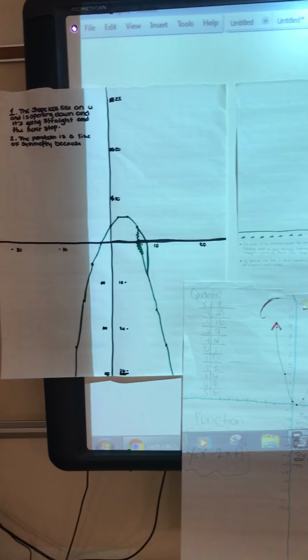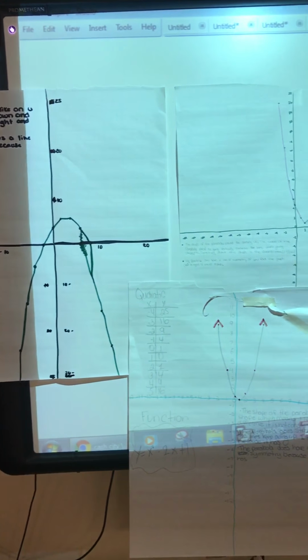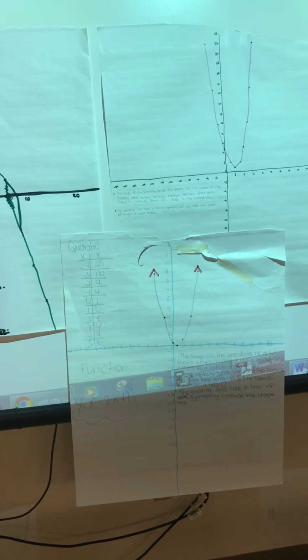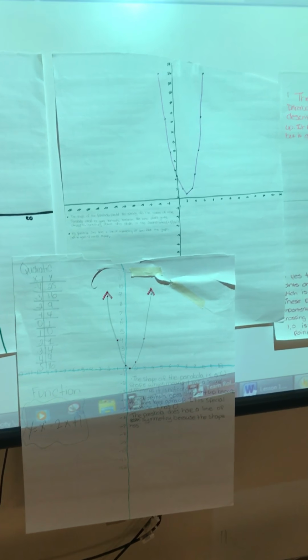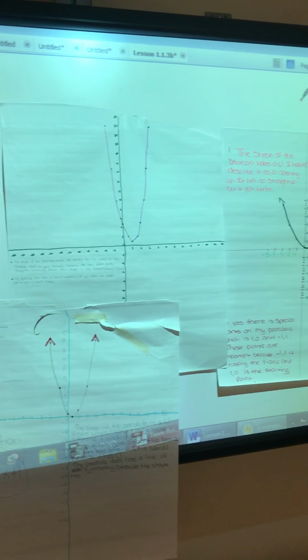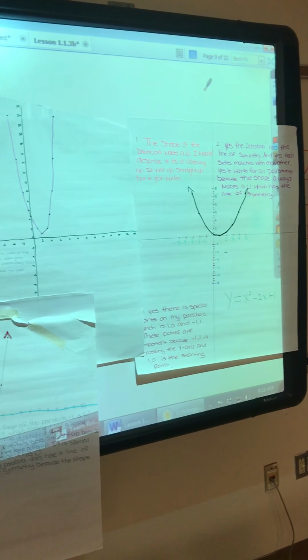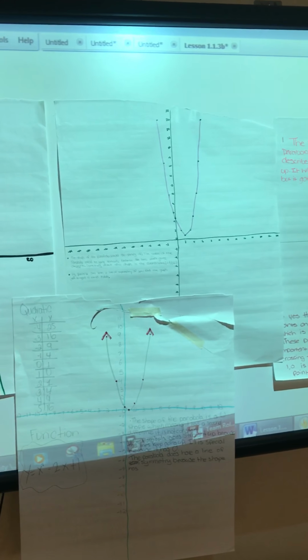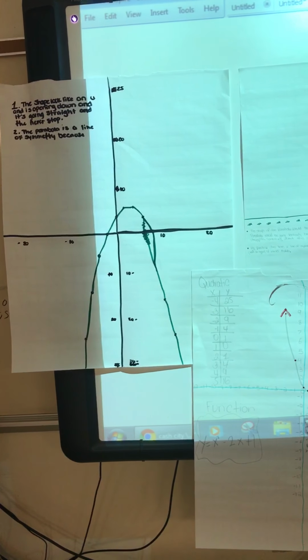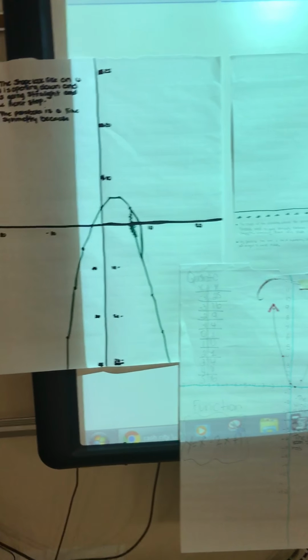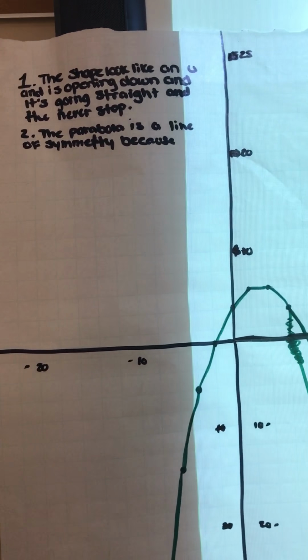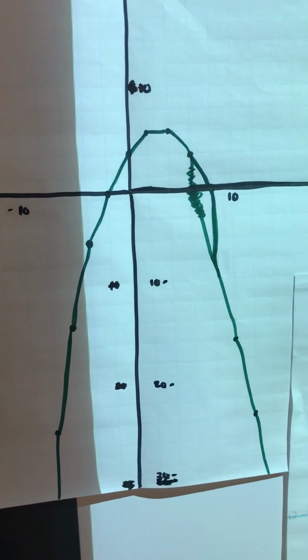Alright, so here's some of our different graphs that we had from the Lions. You can see there's definitely some similarities here, definitely some differences. So why don't we take a second, we'll look at each one, and then we'll talk about how some of these are similar and different. Alright, so here is our first one.